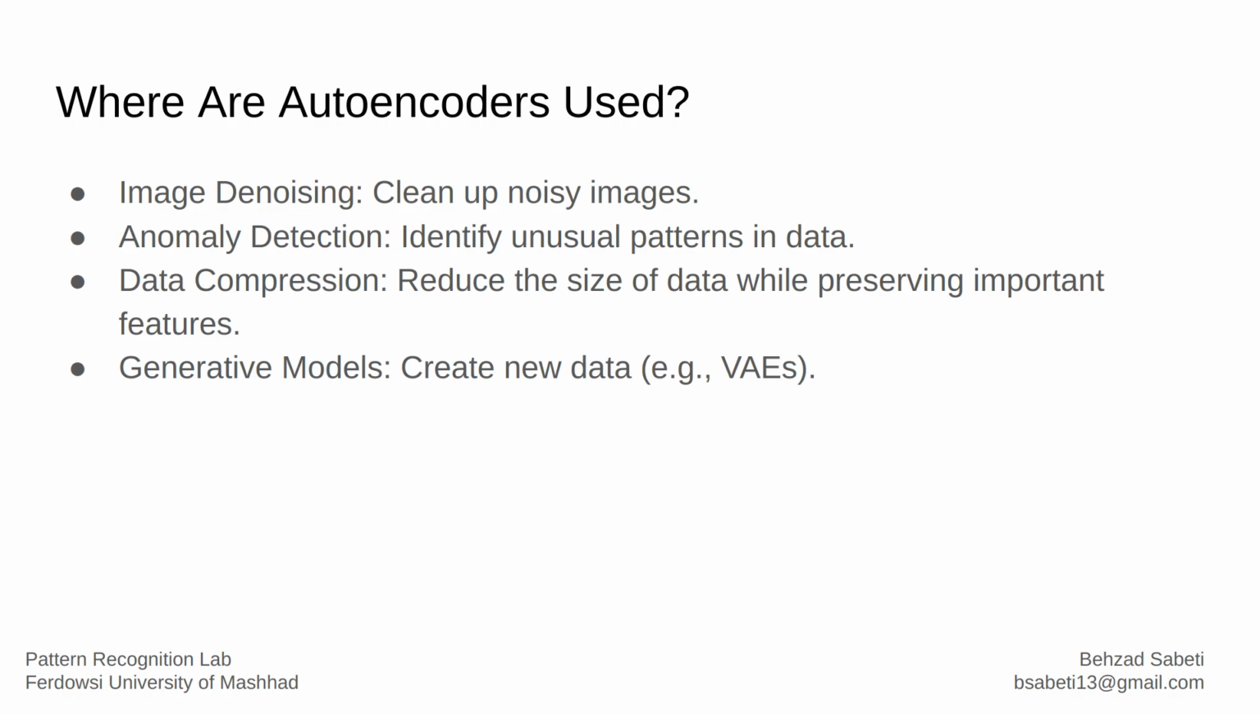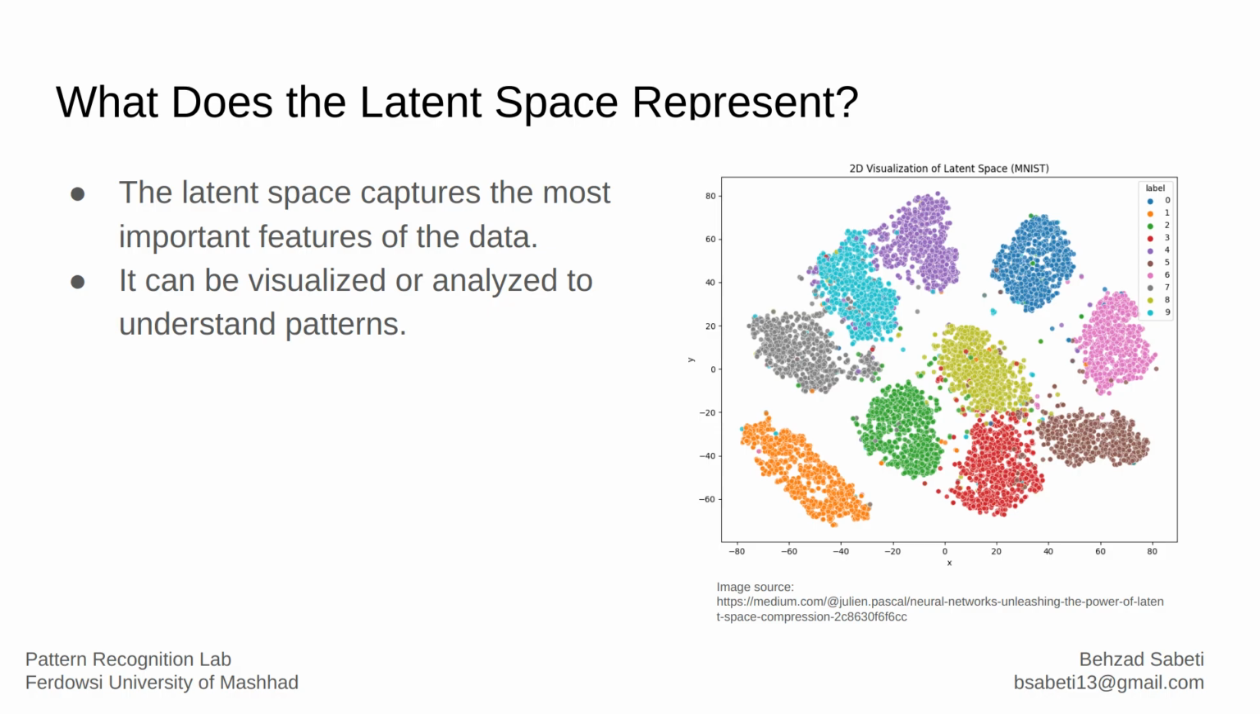Autoencoders are used in many real-world applications. For example, image denoising, cleaning up noisy images, anomaly detection, finding unusual patterns in data, like detecting fraud in financial transactions, and data compression, reducing the size of data while keeping the important features, and generative models, creating new data, like generating realistic images or music.